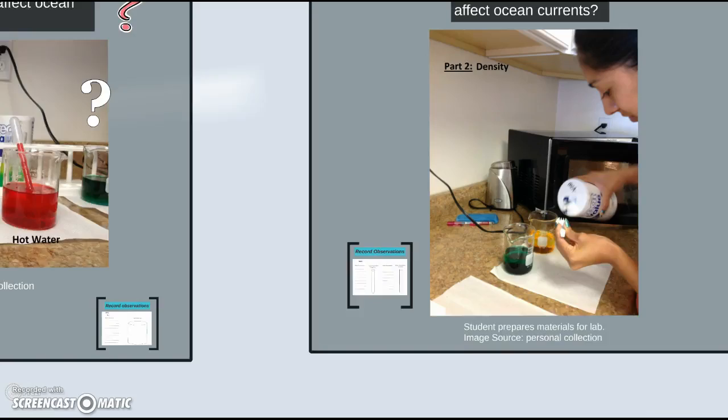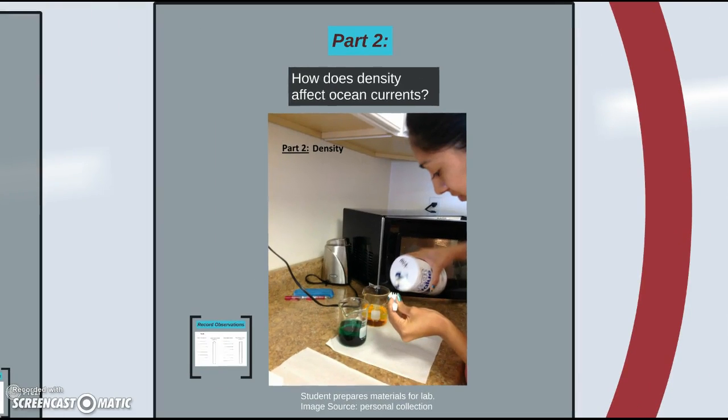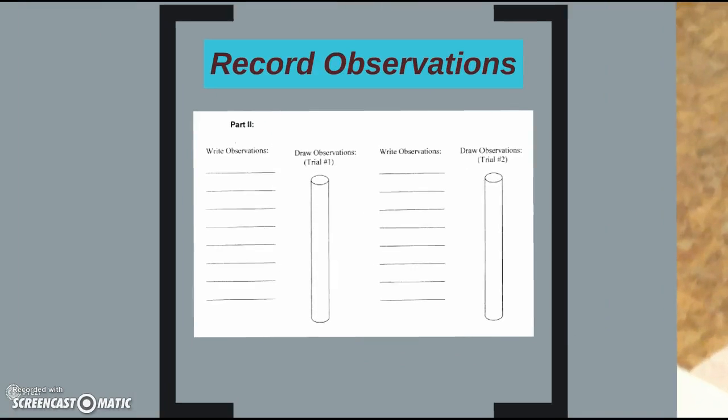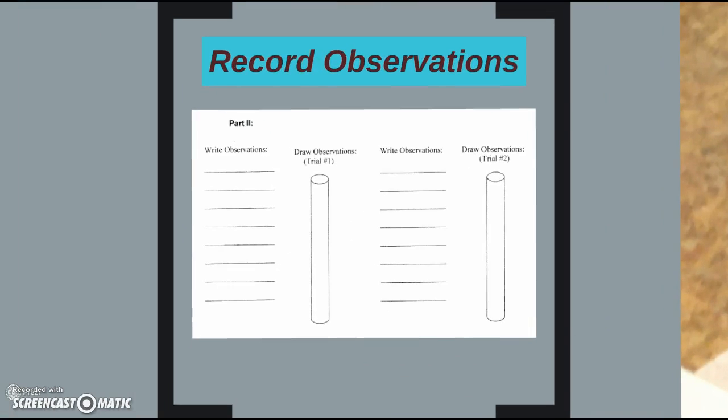In Part 2, you'll be observing how density affects ocean currents. You will take two solutions of water. One solution will have a high salt density, the other will have a low salt density. Which solution will stay closer to the surface of your ocean? Which solution will flow to the bottom of a test tube? Once again, be sure to record your observation data in the form provided in your lesson guide.